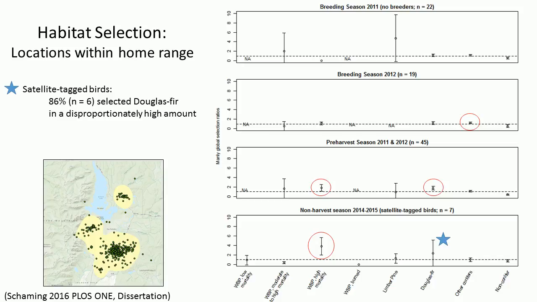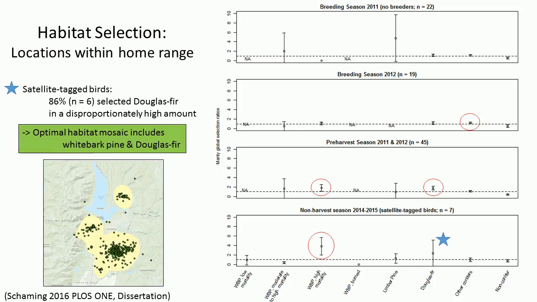When I instead looked at habitat selection of locations within the home range, I found that the birds were only selecting Douglas fir habitats when I looked at the pre-harvest season of the radio tracked birds. And instead, even outside of the whitebark pine harvest season, they were selecting whitebark pine high mortality stands, both the radio tracked birds and the satellite tagged birds. But individuals were also highly selecting limber pine and Douglas fir habitats.